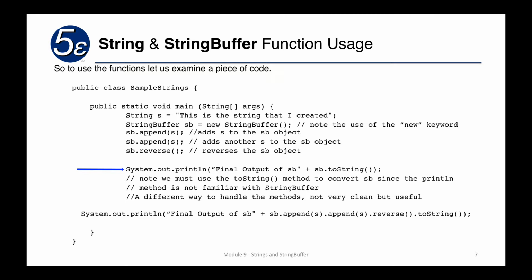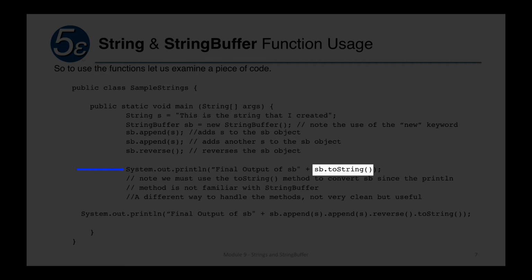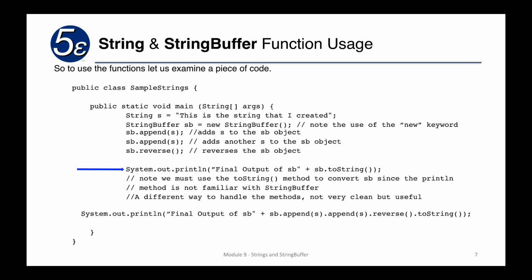Now you'll notice here that because we're using a StringBuffer, System.out.println doesn't know how to handle a StringBuffer, mostly because of this concatenation operator here. And so we must use the toString method. What it does is convert sb to a type of String, so that the concatenation operator here, this plus, will actually work.